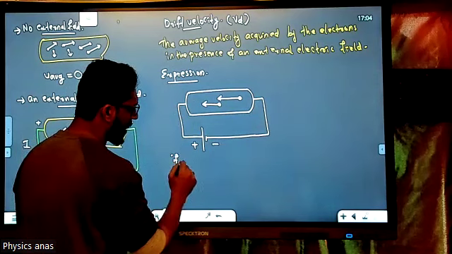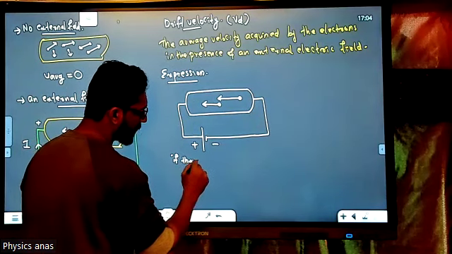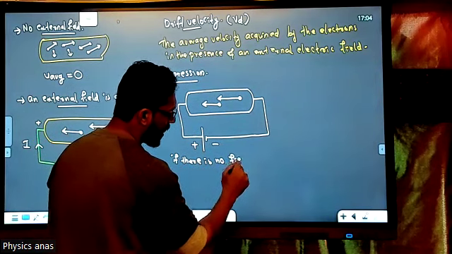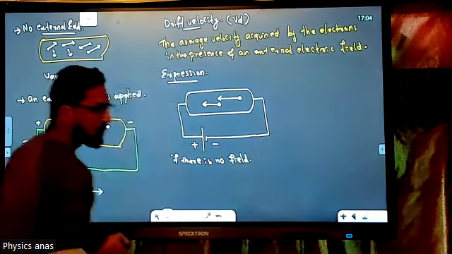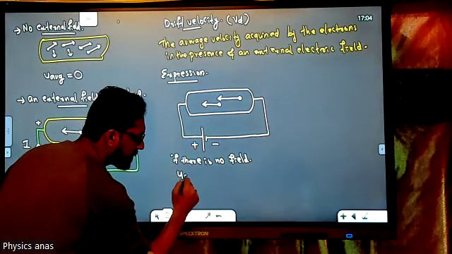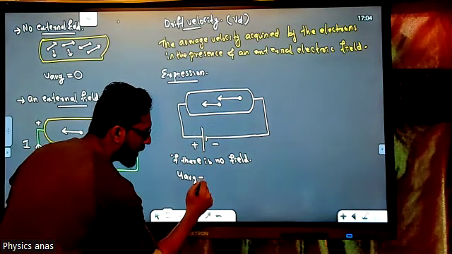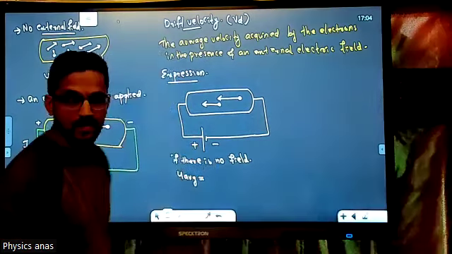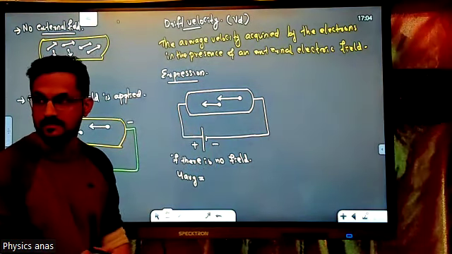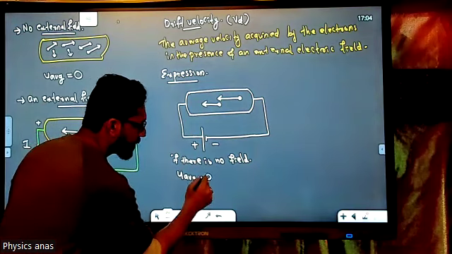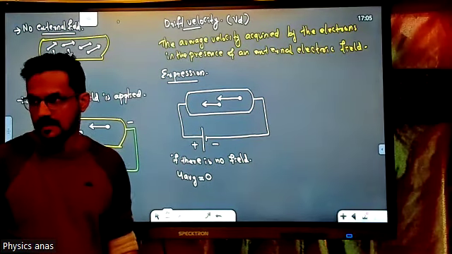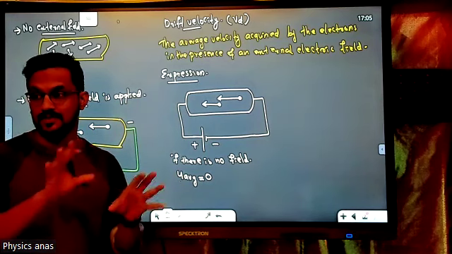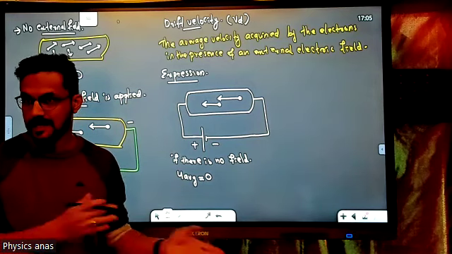If there is no external field, what will be the average velocity? You can term it as U average. What will be the average velocity if there is no external field? That will be 0, right? If an external field is applied, there will be a force acting on these electrons, right?